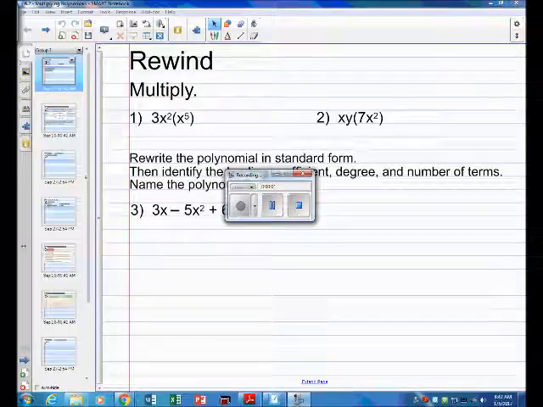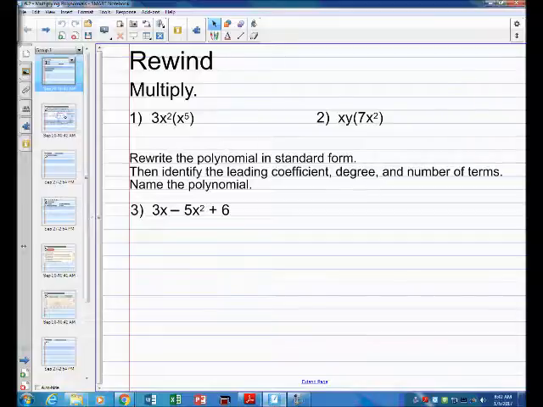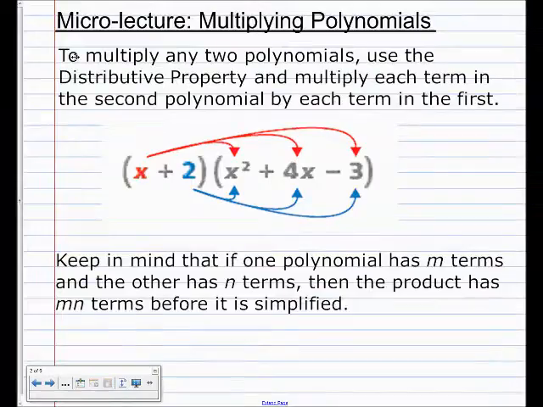Okay, so yesterday, for the second micro lecture, we ended up adding and subtracting polynomials. Today we're going to spend the first half of class talking about multiplying. This is just going to be another practice on can you distribute everything in the first polynomial onto everything in the second.